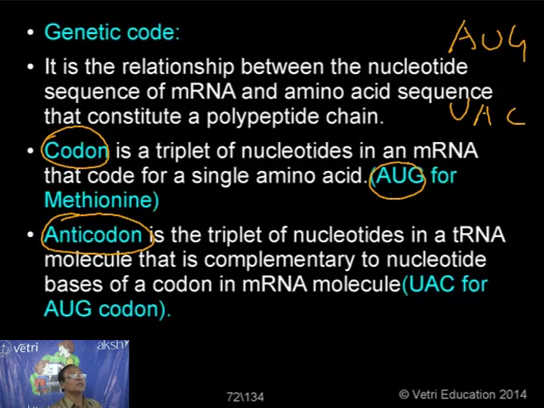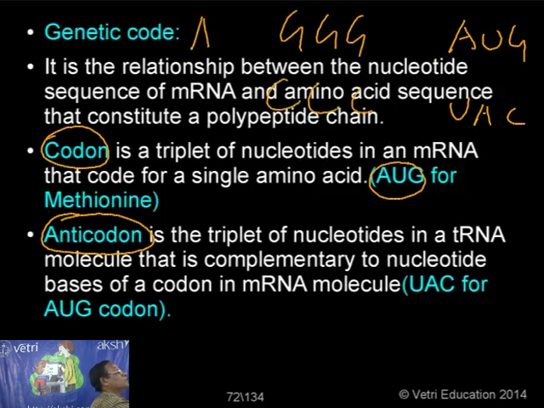So if you know the codon, you can simply say what the anticodon in tRNA is. For example, if you have the codon GGG, the anticodon is CCC. If you have the codon AAA, the anticodon in tRNA would be UUU. So it is a triplet of nucleotides found in tRNA, complementary to a triplet of nucleotides found in mRNA. And a codon specifies one amino acid, for example GGG for glycine and AUG for methionine.